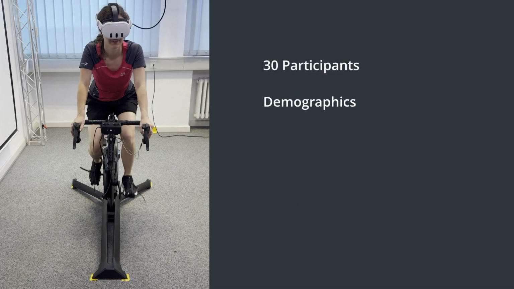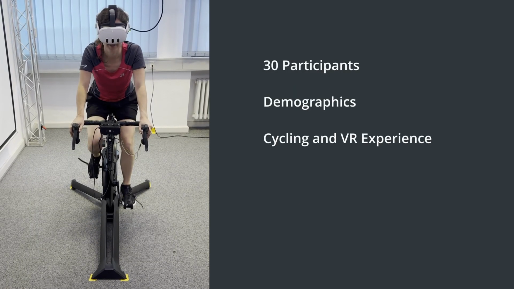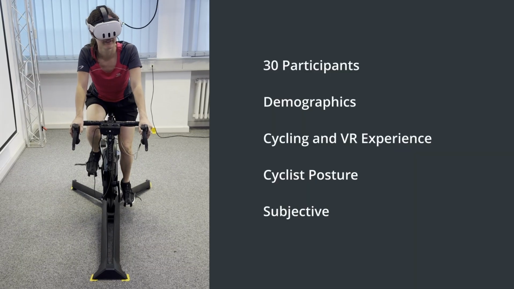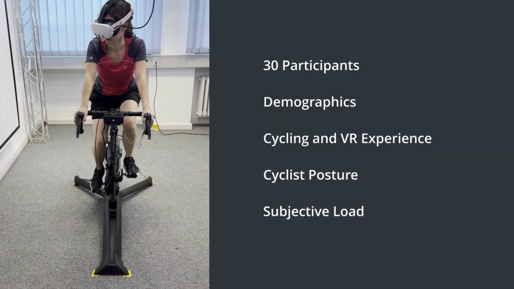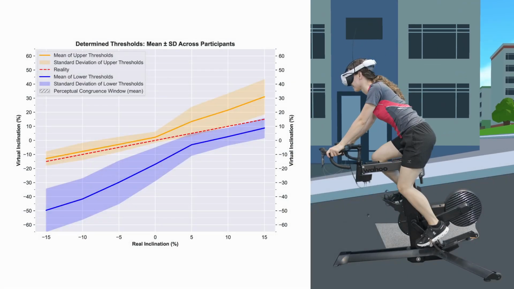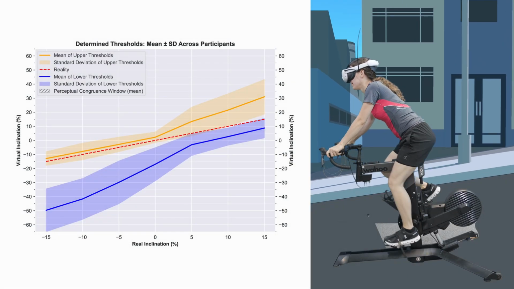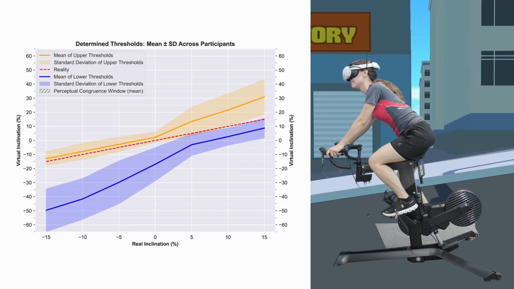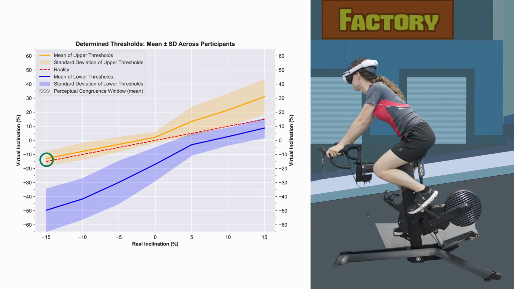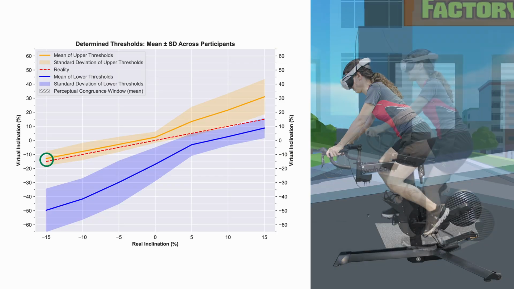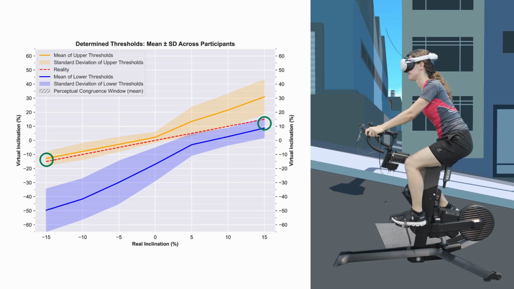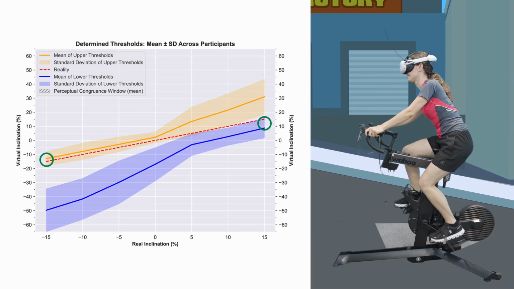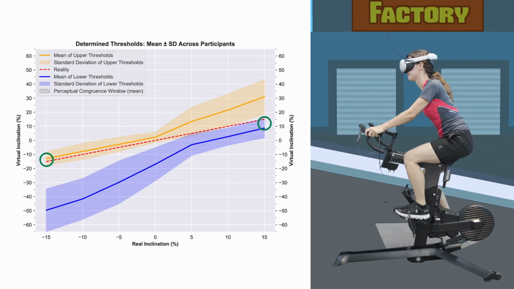Analyses of correlations with demographics, prior cycling and VR experience, cyclists' posture, and subjective load did not reveal significant effects. Interestingly, we also observed systematic perceptual offsets. When cycling at a physical tilt of minus or plus 15% and viewing the same inclination in VR, many participants judged the slope as insufficiently steep, suggesting that in VR, reality itself is often rejected.